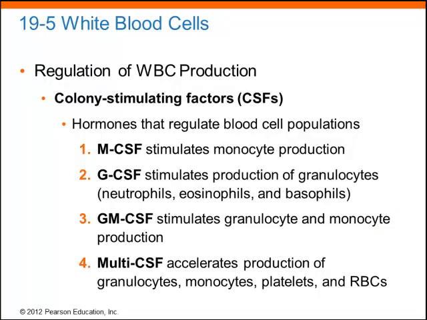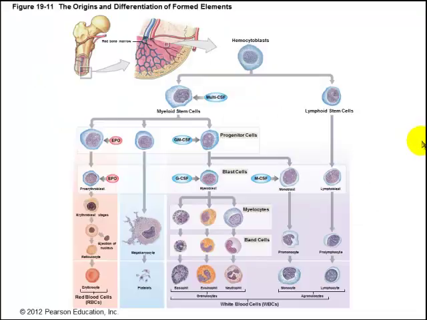We have to regulate white blood cell production. So you see here a list of various kinds of colony-stimulating factors. I'm not going to test you on the specifics of each name, but I do want you to be aware of the term CSF as colony-stimulating factor as something that stimulates the production of white cells in the marrow.